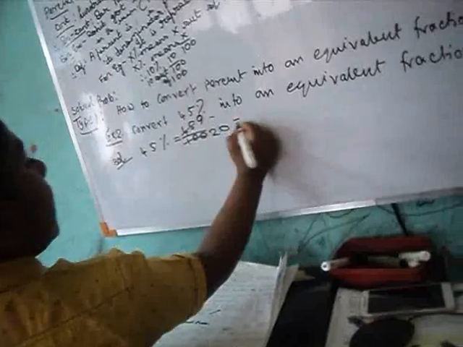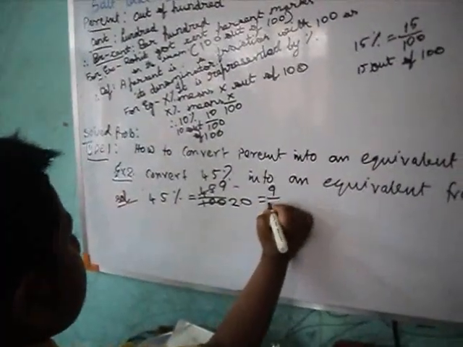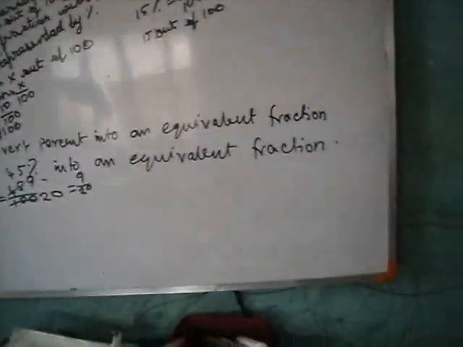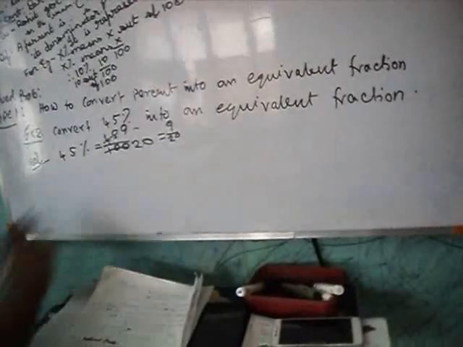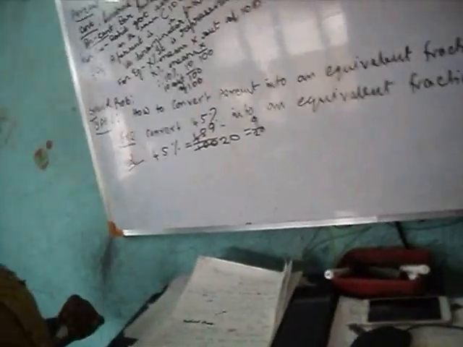We are now going to cut it with 5. 5 nines are 45 and 5 twenties are 100. So now we get the fraction 9 by 20. So 9 by 20 is the answer, because we cannot divide it by any other number.